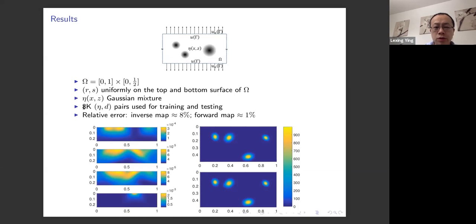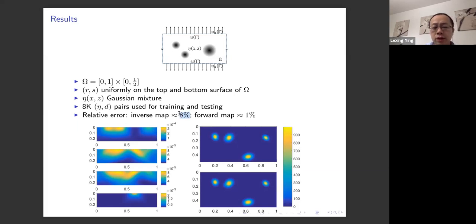So to just give you an idea, we train on a domain of size 1/2, and we use 8K pairs of data for training, and also a new 8K pairs of data for testing. So in this case, the forward map has 1% of an error, which is quite good. But the inverse map after we train has a slightly bigger error, which is 8%. And this is mostly due to the fact that this inverse problem, EIT, is a very ill-posed inverse problem.